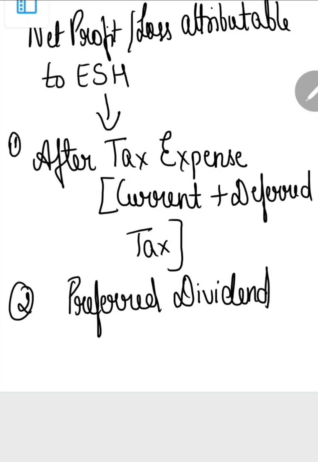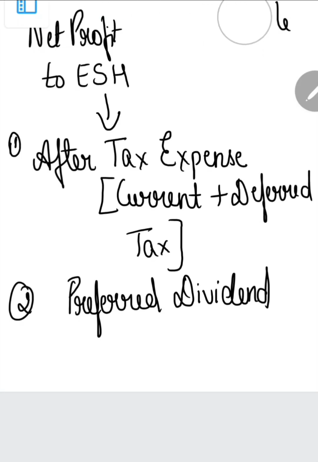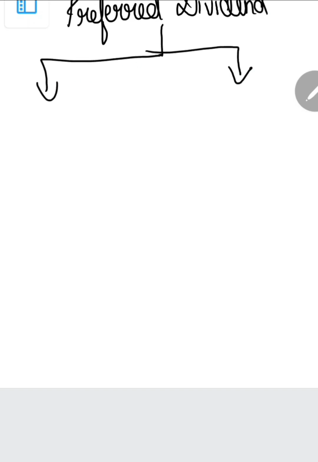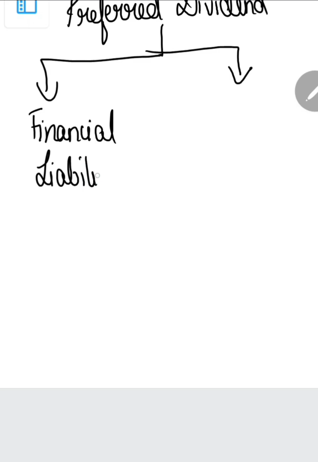So let's further understand more on preferred dividend. Preferred dividend can be treated either as a financial liability or as an equity instrument depending upon the terms of the preferred stock. So if it is considered as a financial liability, then the preferred dividends will be treated as interest payments and will be deducted in the form of expenses from the profits.